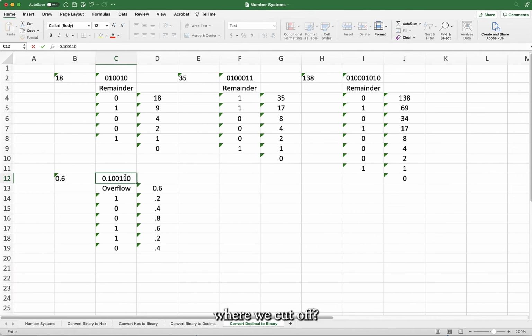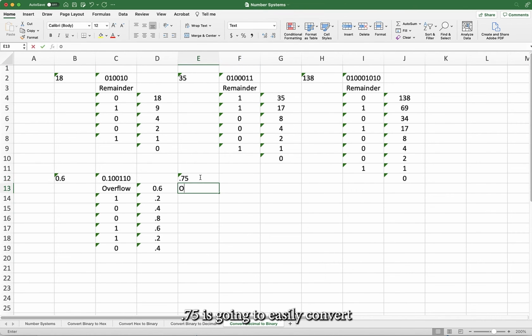Now, how do we determine where we cut off? Well, the determination is based on the number of bits that we want or can actually represent, or whether it's something that easily converts. So for example, let's do 0.75. 0.75 is going to easily convert.